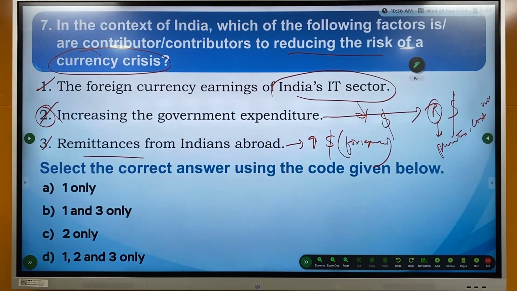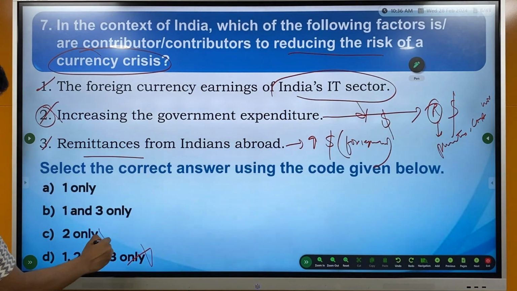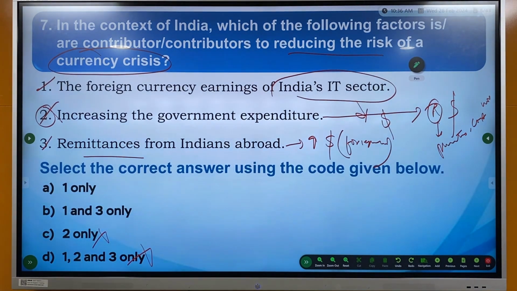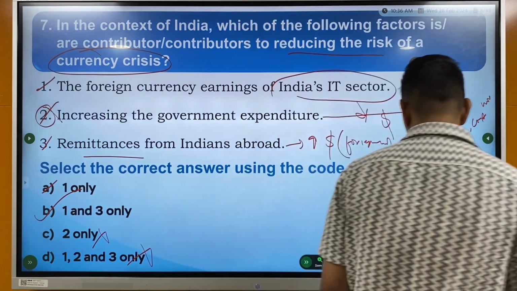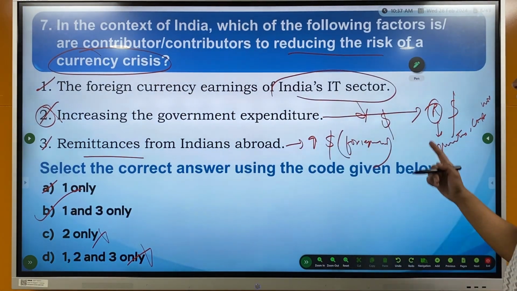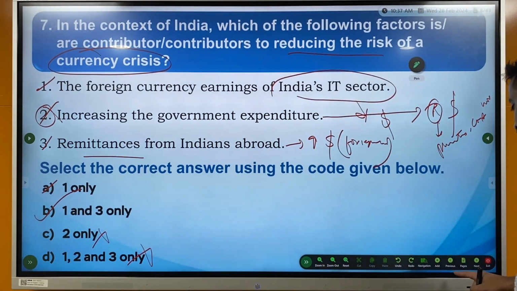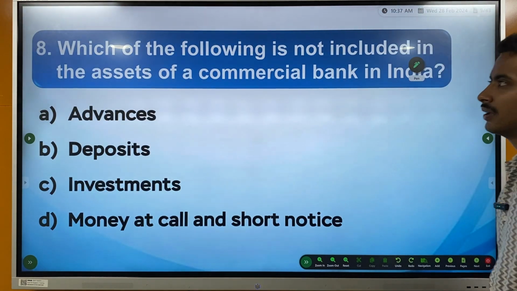If we eliminate the second statement, we'll be left with 1 and 3. So 1 is also right. The third statement, remittances from Indians abroad, we have seen that this increases foreign currency. So the right answer was B, 1 and 3. This kind of question they do ask.